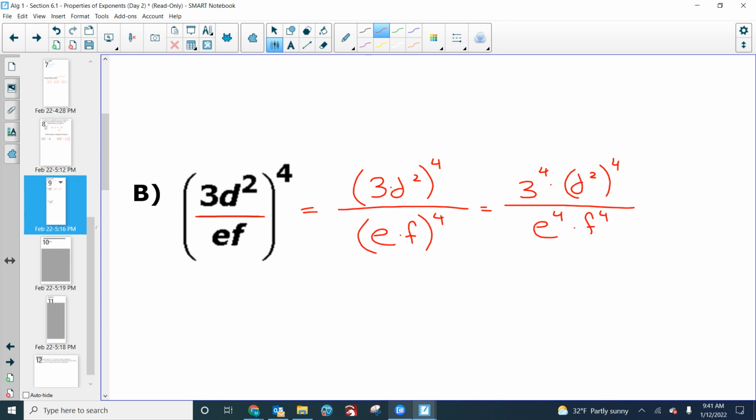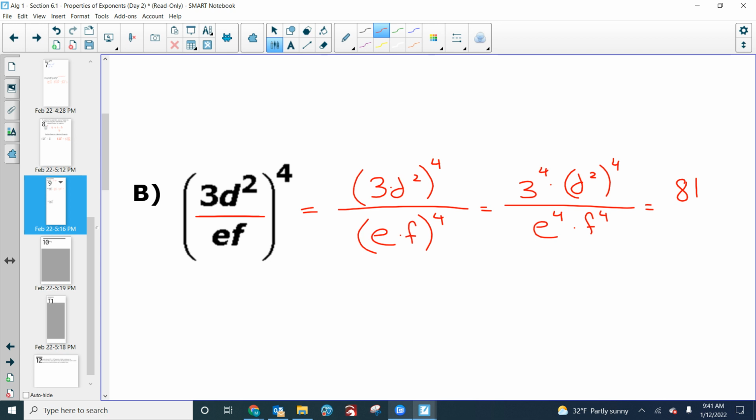There's still more meat left on this bone. What's 3 to the 4th? 3 times 3 times 3 times 3, or the calculator says 81. What's d squared to the 4th power? I hear d to the 8th. I heard someone say d to the 6th.